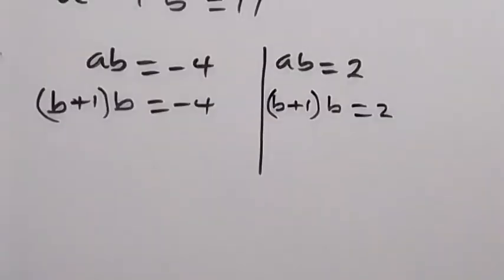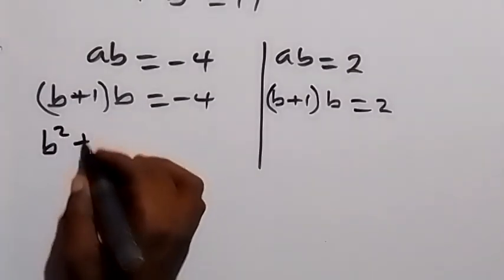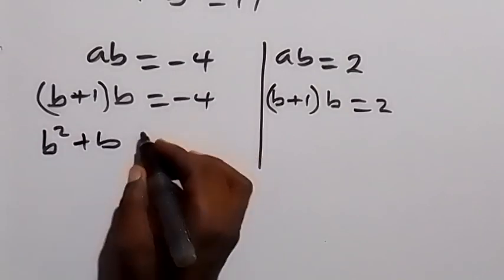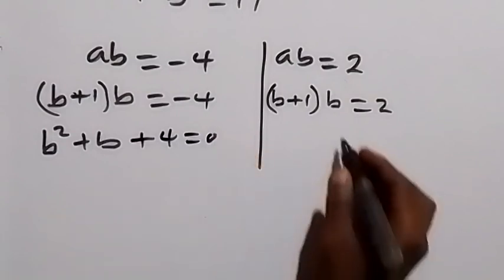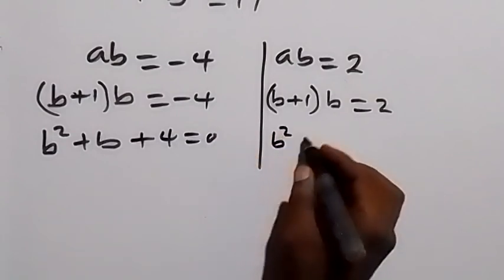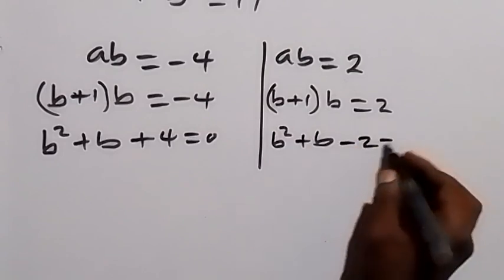Now from here, when we expand this, this will become b squared plus b. Then take minus 4 here, it becomes plus 4 equals 0. We form a quadratic equation. Then also from here, we have b squared plus b. Then take 2 here, it becomes minus 2 equals 0.